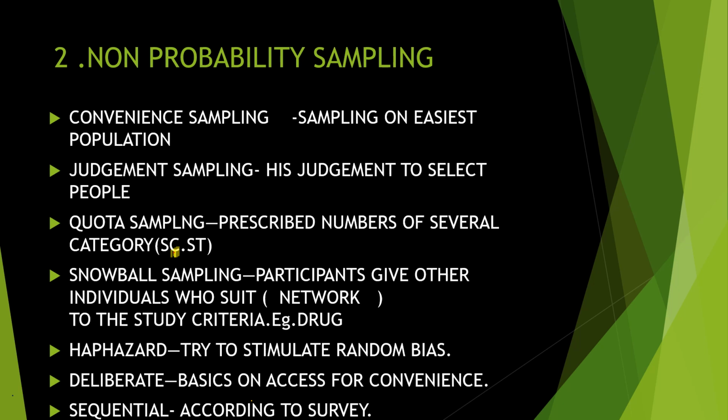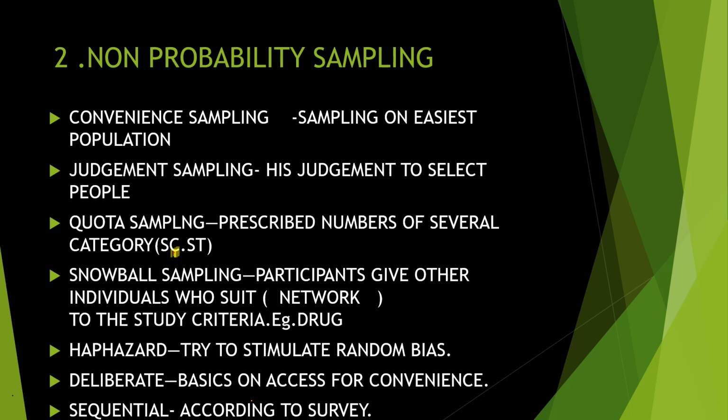Next is quota sampling. Quota sampling is a prescribed number of several categories. For example, scheduled tribe is there, scheduled caste is there, OBC is there. Now comes the EWS, economically weaker section, not EVS. So there are different categories, and by taking the categories you are drawing a sample. This is what we call quota sampling.